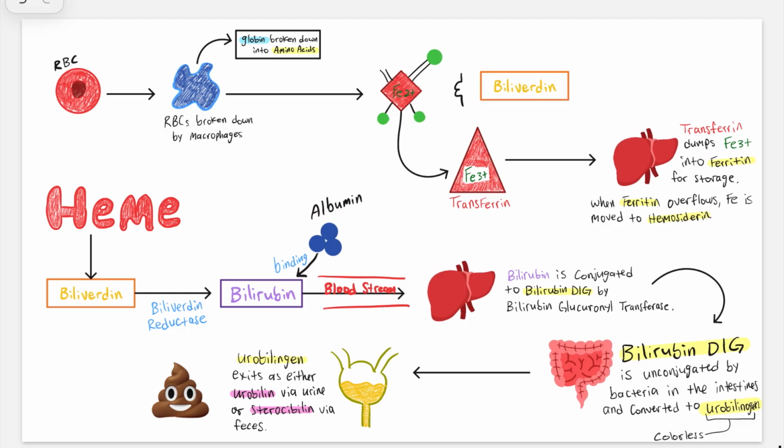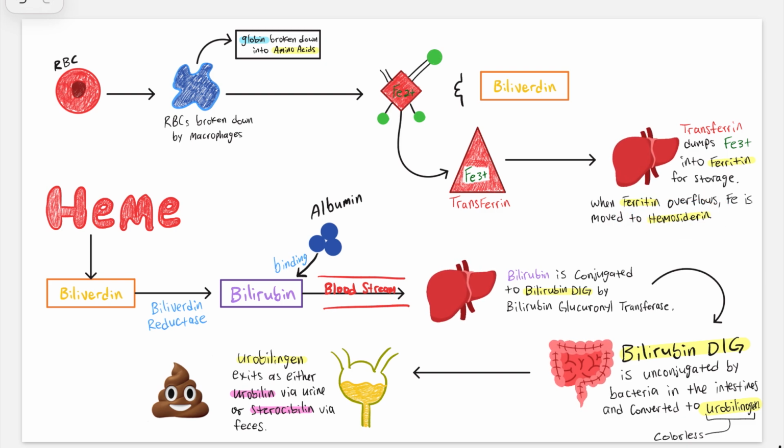Then our iron gets turned into iron 3 plus, which is carried by transferrin, which we learned in previous videos acts as the transport molecule for iron. That gets put into storage in the liver in the form of ferritin, which we also learned previously is our preferred method of storage in macrophages of the bone marrow and the liver for iron. If that ever overflows, then we switch to hemosiderin, which is another storage form.